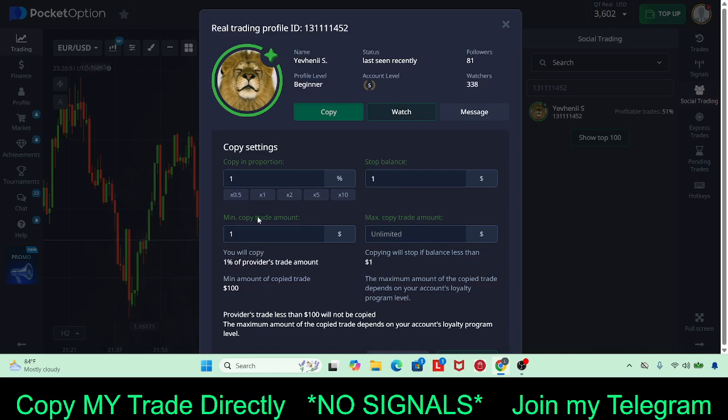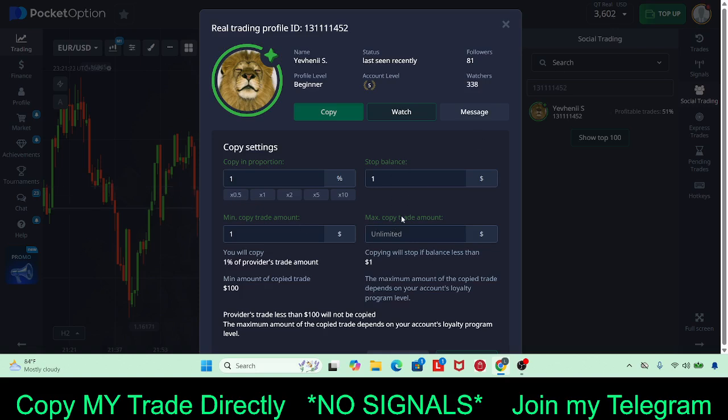Now in case of minimum and maximum copy trade amount, as you can see here, we make $200 per trade, right? So you can just keep the minimum at one, and the maximum copy trade amount you can put unlimited, because we make $200 per trade only. And if you are so worried, then you can withdraw your remaining balance and risk only the amount that you are willing to risk in our copy trading service. But do not touch these three boxes.